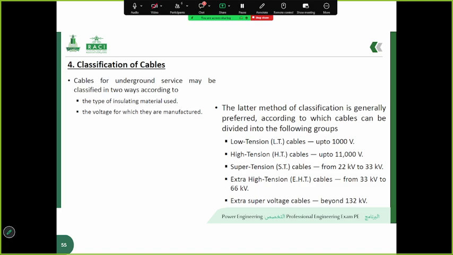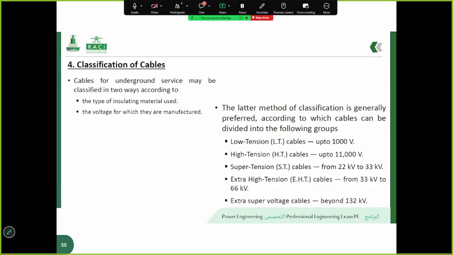So based on this slide, we will discuss how underground cables are classified. Cables are generally classified in two ways, either by the type of insulating material used or by the voltage for which they are manufactured. The latter method, based on the voltage, is generally preferred. According to this classification, cables can be divided into distinct groups based on their operating voltage range.